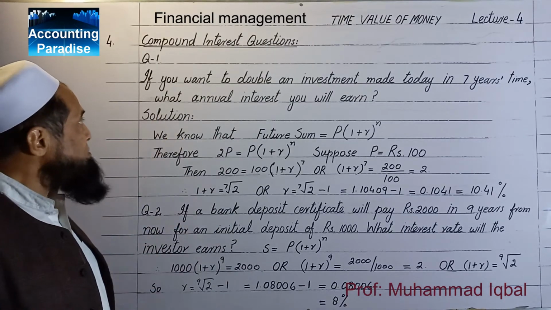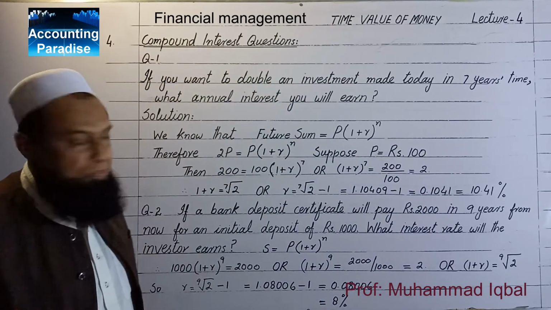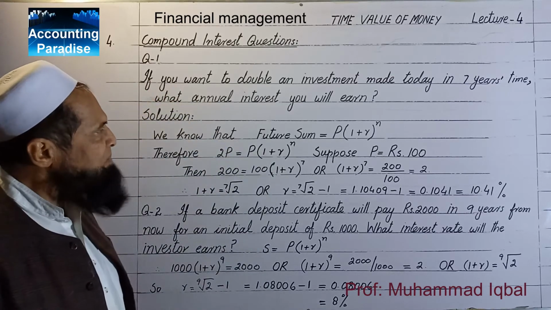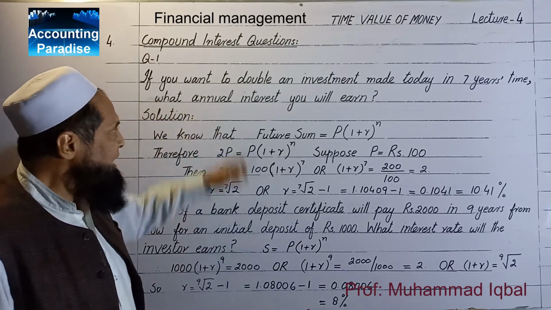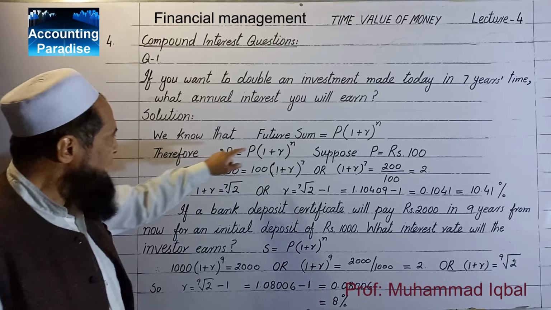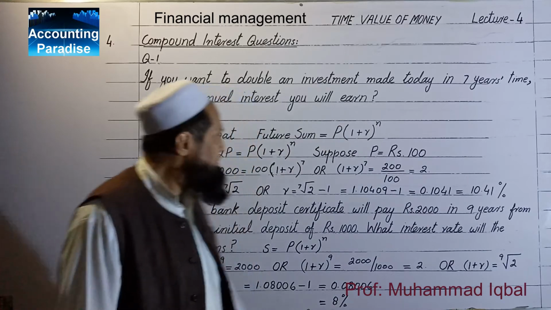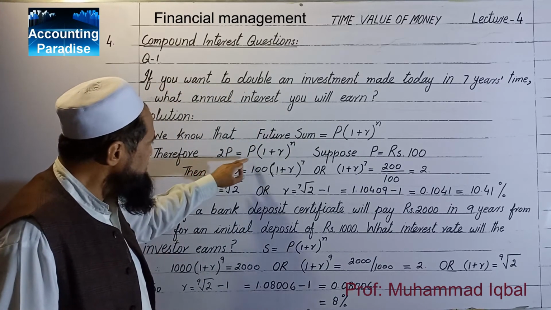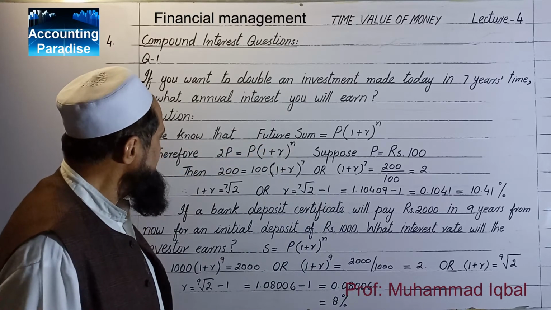After simple interest questions, now we will discuss compound interest questions. Question number 1. If you want to double an investment made today in 7 years' time, what annual interest will you earn? We know that future sum is equal to P into 1 plus R raised to the power n. Therefore, 2P is equal to P into 1 plus R raised to the power n.